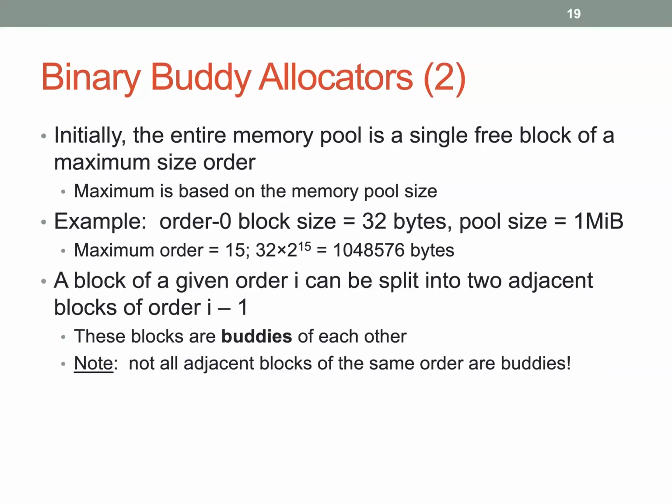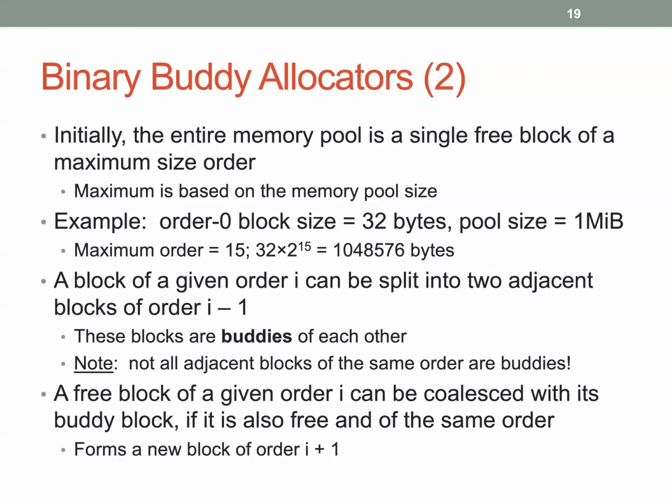Okay, when you have a block of a particular size order, you can split it, and when you split it in half, now since it's a power of 2, you get 2 blocks that are also power of 2 in size. That is a block of size order, previous order minus 1, okay? And the blocks that are split from the same parent block are called buddies. This is why we call it a buddy allocator, okay? And this is important because not all adjacent blocks of the same size are buddies. Only if they are cut from the same parent block are they actually buddies.